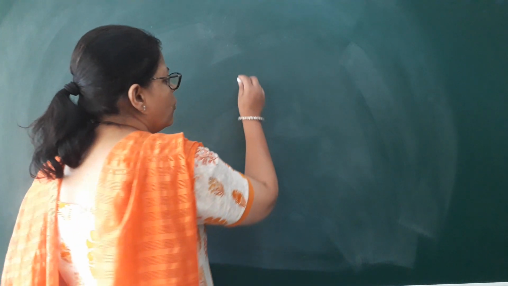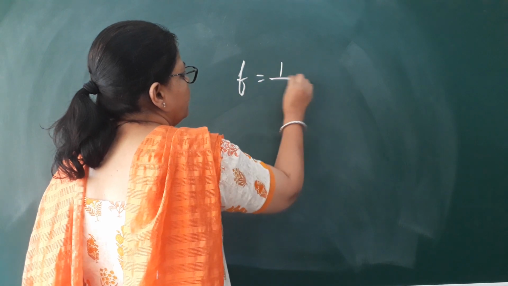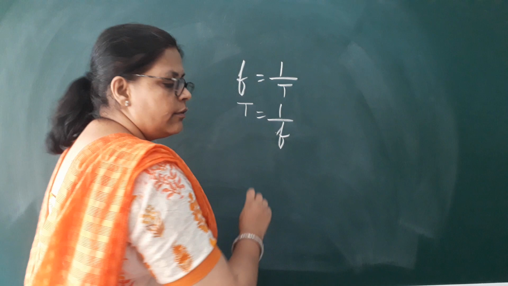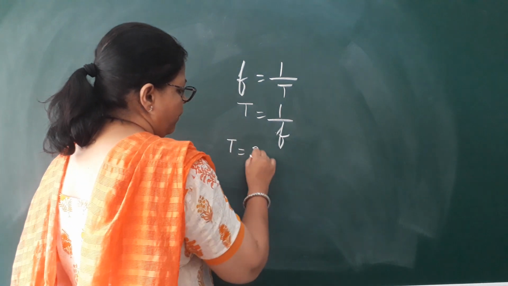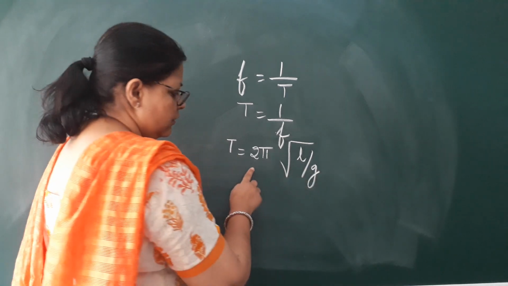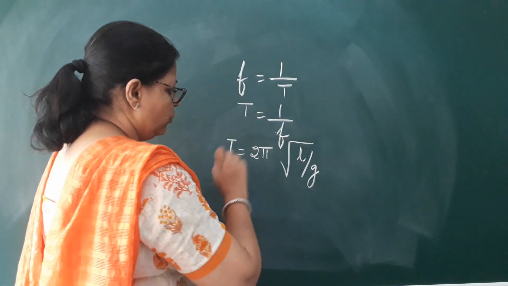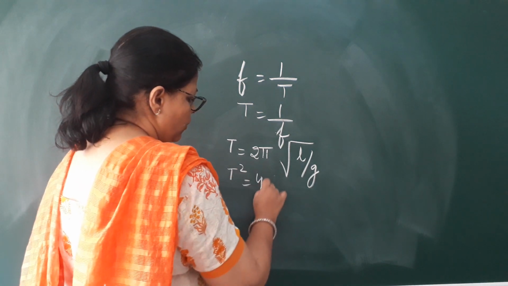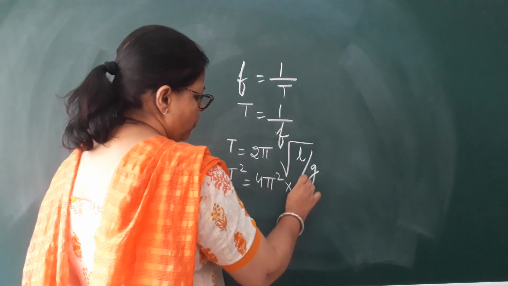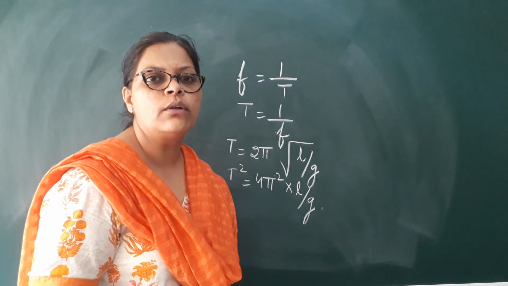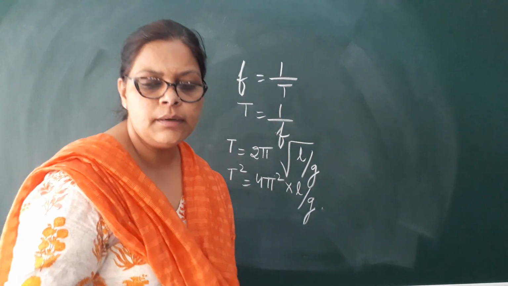The first formula was frequency is 1 upon time period, or time period is 1 upon frequency, and there was another formula that time period is 2 pi root L over g, if you remember. And I told you that we can square both the sides in order to remove the square root, and that would be T square is equal to 4 pi square into L over g. These are the formulae which we are going to use to solve the numerical problems of simple pendulum.